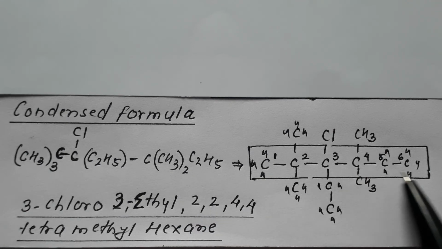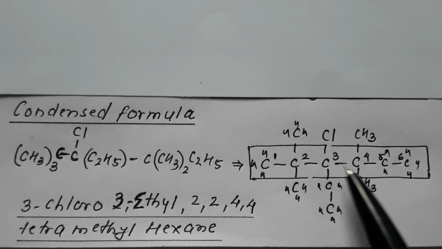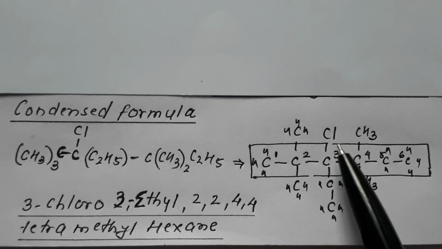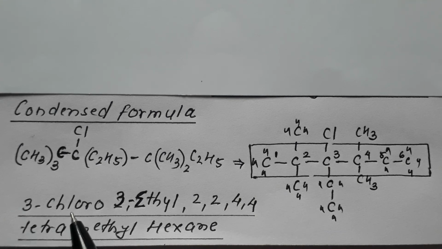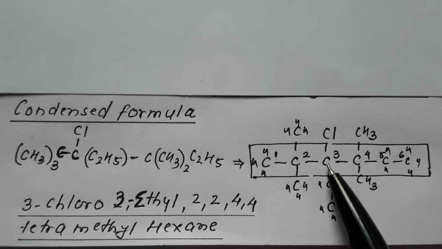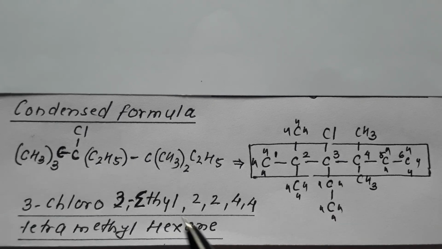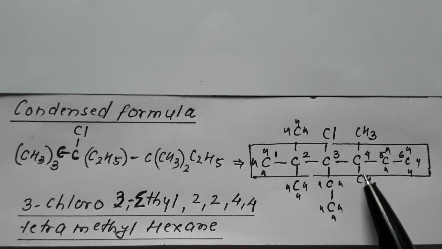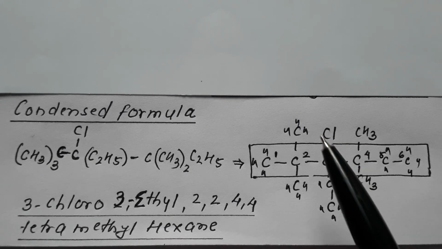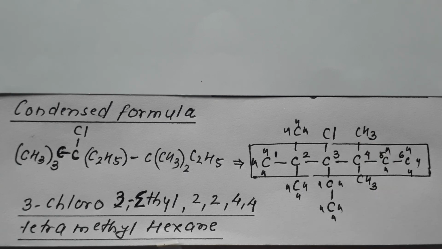When it is expanded, it expands like this. So in this case the longest chain is 1, 2, 3, 4, 5, 6. So 6 carbon is hex, or single bond in hexane, having chloro at number 3. So it is 3 chloro. Then there is ethyl. Alphabetically first we have written C, then we are taking E. So it is chloro at 3, then ethyl at 3, then 2, 2, 4, 4 tetramethyl hexane. It is 3 chloro, 3 ethyl, 2, 2, 4, 4 tetramethyl hexane.